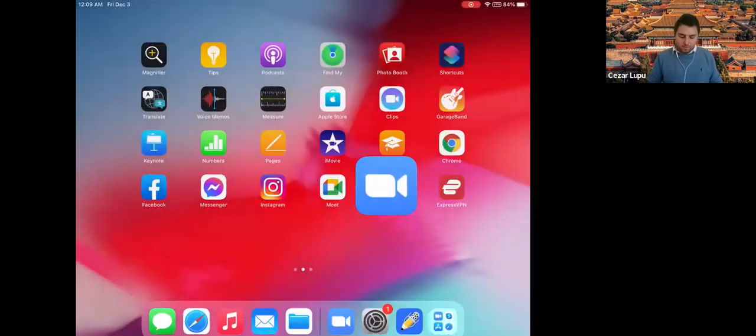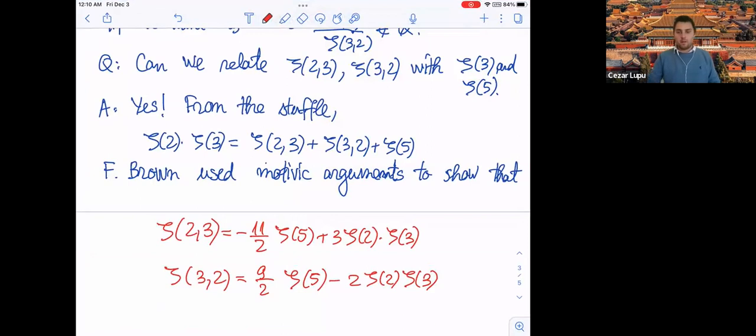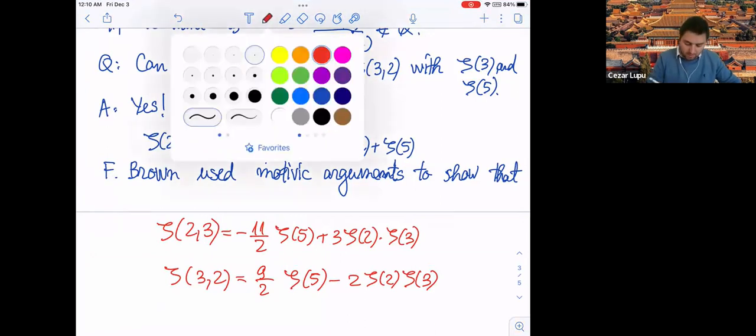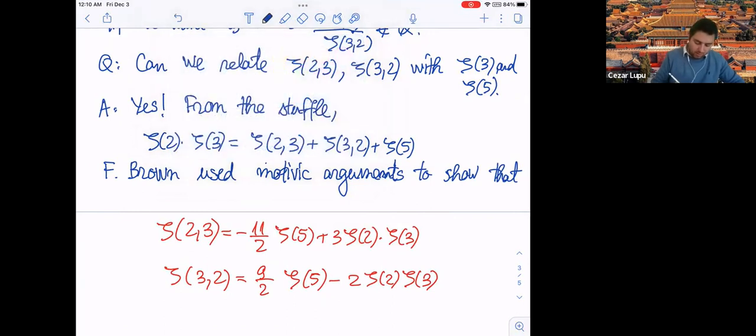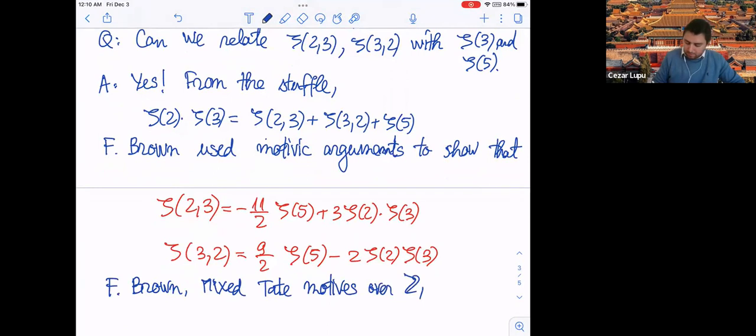All right, so we have these relations, right? These are proved by Brown. This is a very deep paper. It was in 2012, a paper by Francis Brown, "Mixed Tate Motives over Z". It was published in the Annals of Mathematics.